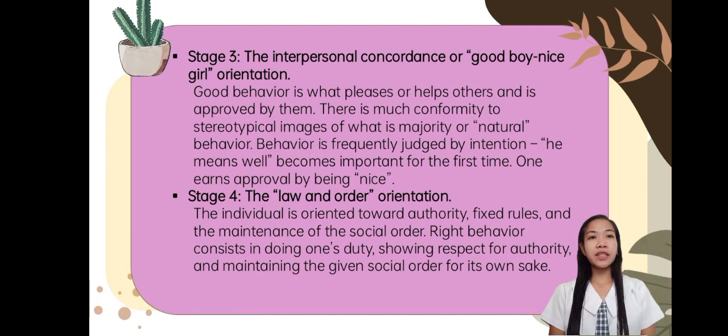Stage 4 is the law and order orientation. The individual is oriented toward authority, fixed rules, and the maintenance of the social order. Right behavior consists in doing one's duty, showing respect for authority and maintaining the given social order for its own sake. So in this stage, people who are maintaining social order consider the rules when making a decision. In other words, they don't make decisions for themselves only. So the focus is on maintaining law and order by following the rules, doing one's duty, and respecting authority.